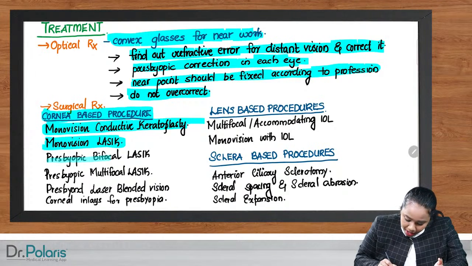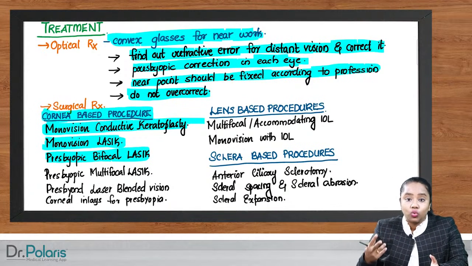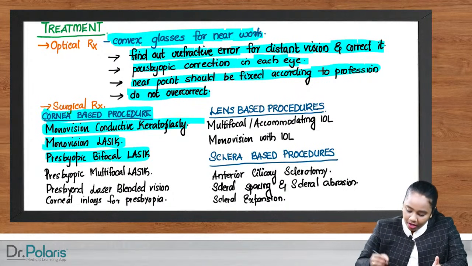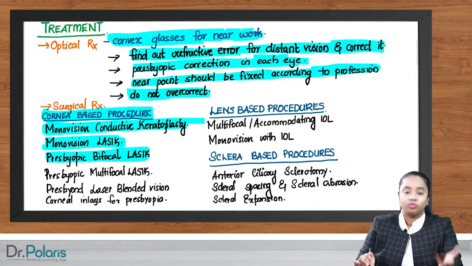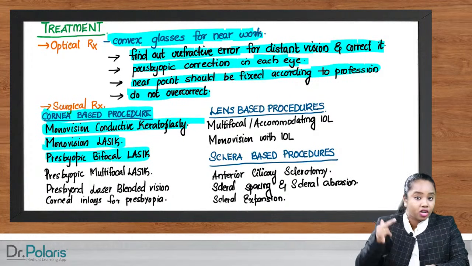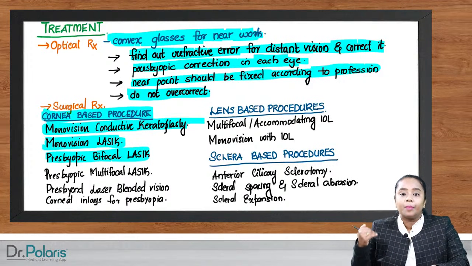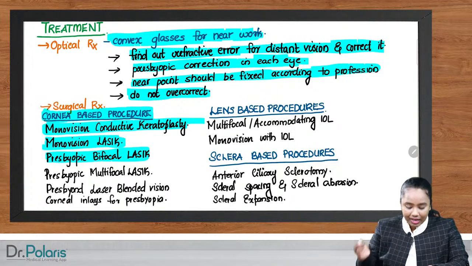Then we have presbyopic bifocal LASIK. In presbyopic bifocal LASIK, what we do here is we create two different concentric vision zones in the cornea. One zone will be responsible for the distant vision and one zone will be responsible for the near vision. So we are actually creating two different concentric visual zones for both distant vision as well as near vision, one for each. So that is about presbyopic bifocal LASIK.